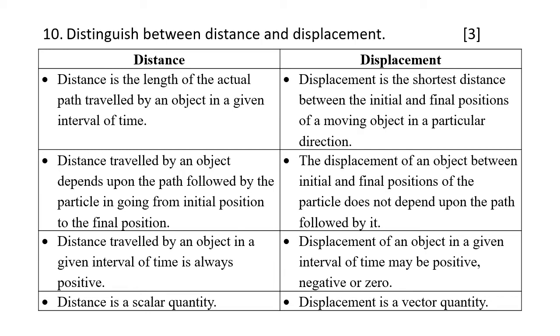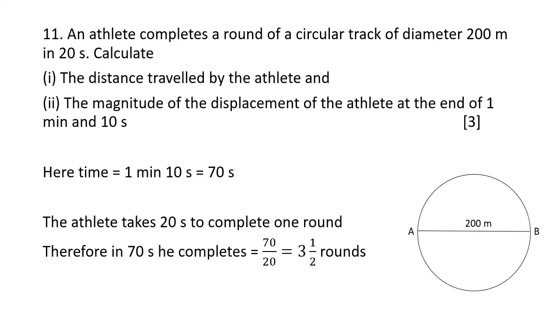And now we go to the last question, which was a really good question of 3 marks. Okay. What was the question? An athlete completes a round of circular track of diameter 200 meter in 20 seconds. So the athlete is running. You can see the diagram. The diameter is 200 meter. The athlete is running around the circular track. Now he covers one round in 20 seconds. But we have to find what? The distance he has traveled and the magnitude of the displacement.